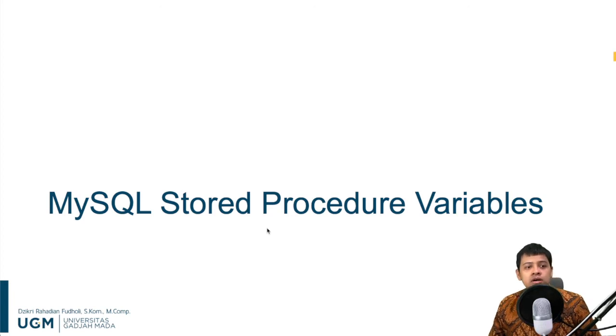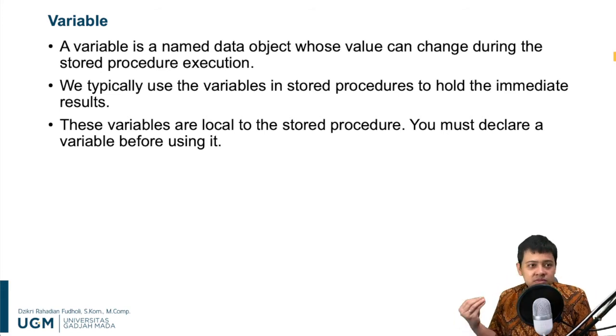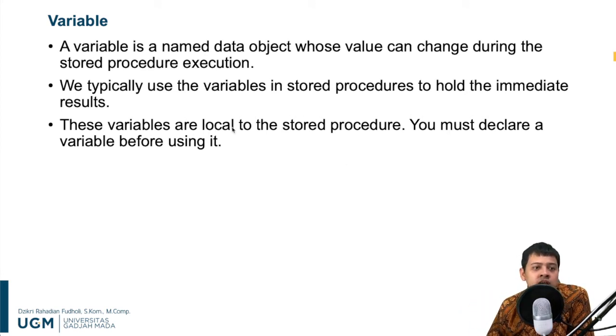Now we're going to talk about stored procedure variables. What is that? A variable is a named data object whose value can change during the stored procedure execution. We typically use a variable in a stored procedure to hold an intermediate result. Just like a regular variable in programming. These variables are local to the stored procedure. You must declare a variable before using it.